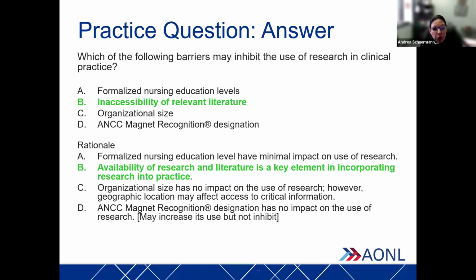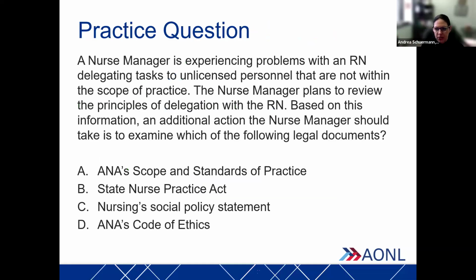So inaccessibility of relevant literature really is the key element: the ability for us to get that research and incorporate it into practice. So great job. We're hot and running today, guys. You're doing great. Question number 2.